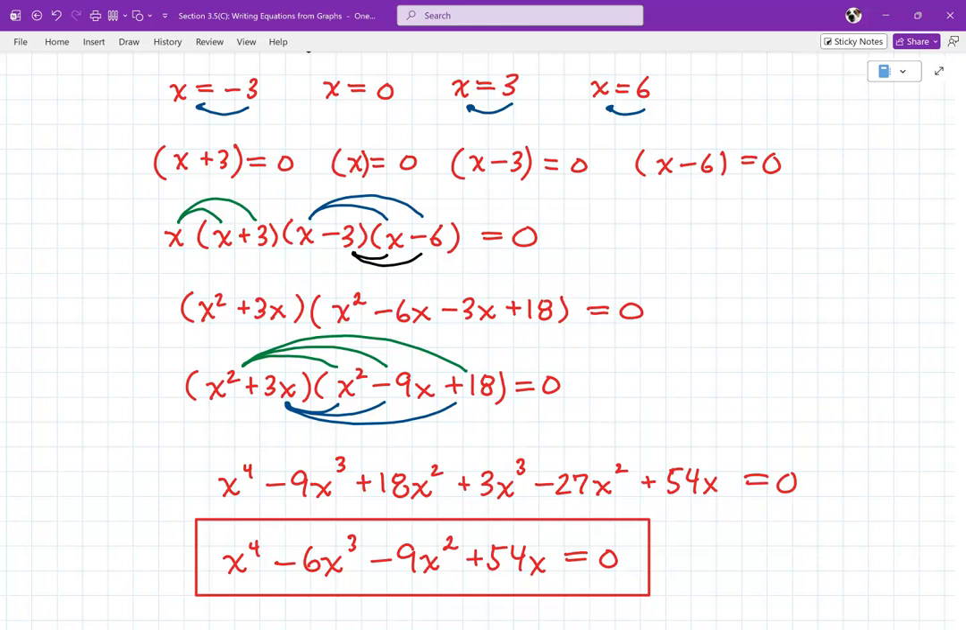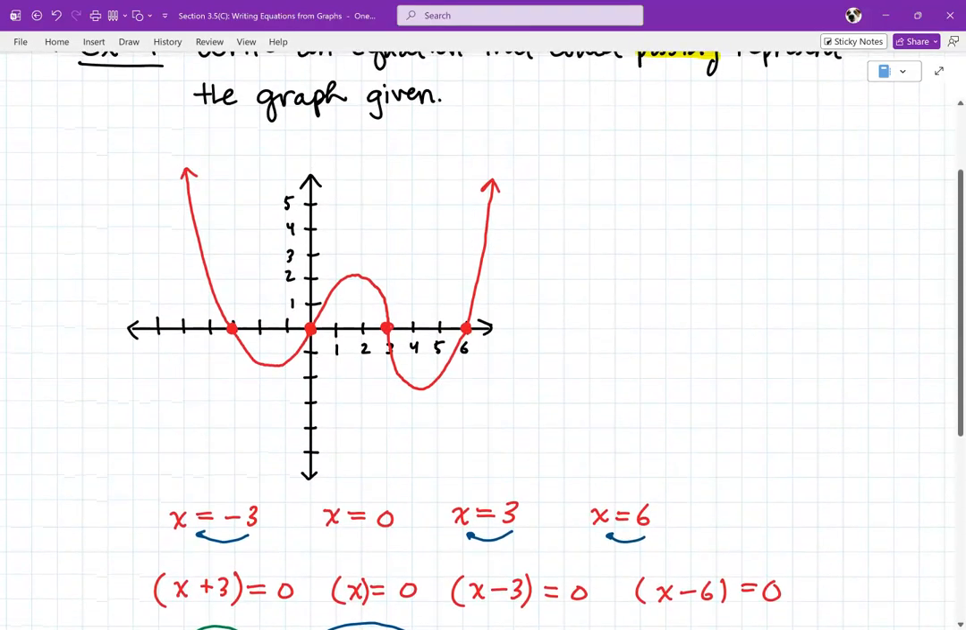When we have the x times x plus 3 times x minus 3 times x minus 6 all together, now we just have to multiply it out. Once we multiply it all out, we're going to finally get a solution of just a simplified equation. And that's it. That's all we have to do. So in other words, this equation that you see down here, x to the fourth minus 6x cubed minus 9x squared plus 54x, is a possible equation for this picture up here. So that is a possible one. There might be another one, but that's one of them.